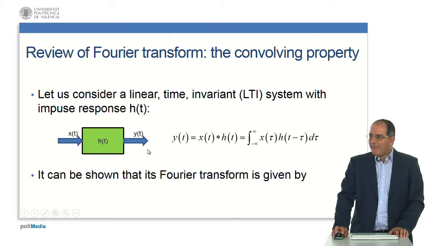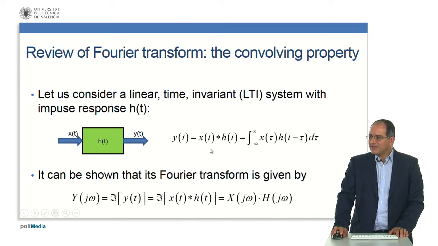If I apply the Fourier transform to this convolution integral, it is well known that the Fourier transform of the convolution integral is transformed into a product of the corresponding Fourier transform of the input signal, X of j omega, and the corresponding response of the linear time invariant system.